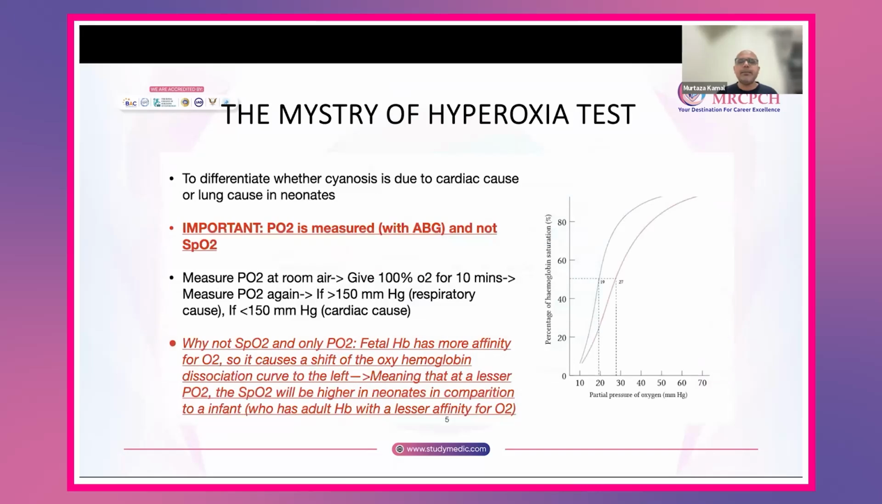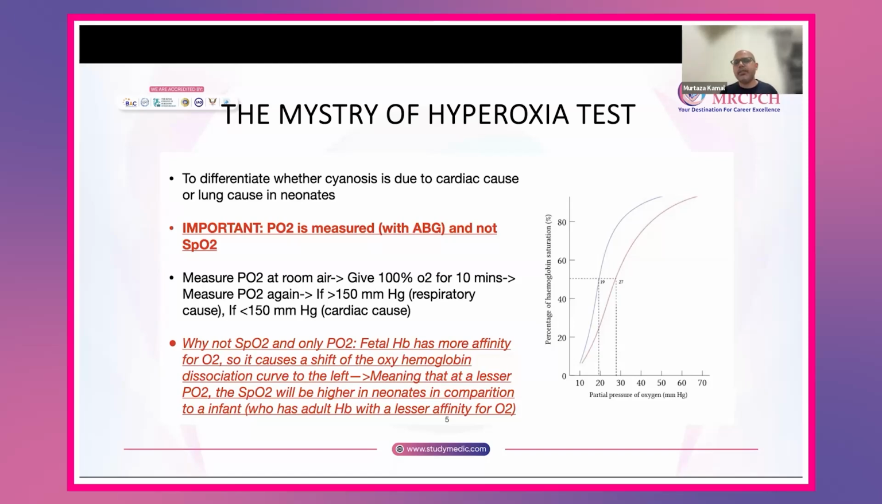Another important concept to be understood is the hyperoxia test. This is a very common test which was used in the past, but now it has become obsolete. But for examination purposes, we should be aware of what this hyperoxia test is. It is again a screening test, and it is basically used to see if the cyanosis in a neonate is due to a cardiac cause or a respiratory cause.